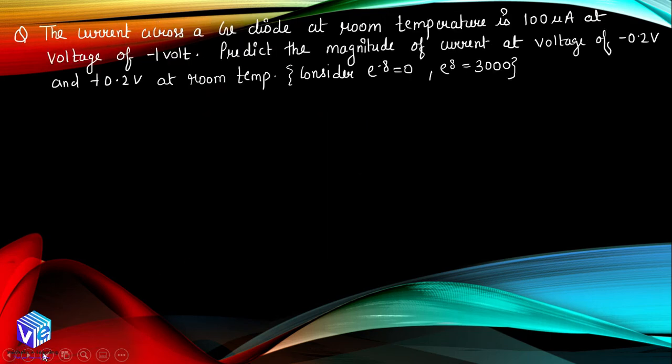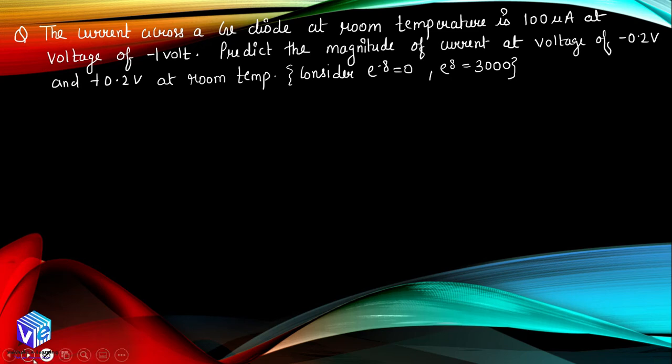Now coming to the next question. The next question states: the current across a germanium diode at room temperature is 100 microampere at the voltage of minus 1 volt, right? We have to predict the magnitude of the current for the voltage of minus 0.2 volt and plus 0.2 volt at room temperature. It is given that e raised to power minus 8 we have to consider directly equal to 0, and e raised to power 8 is 3000, right?